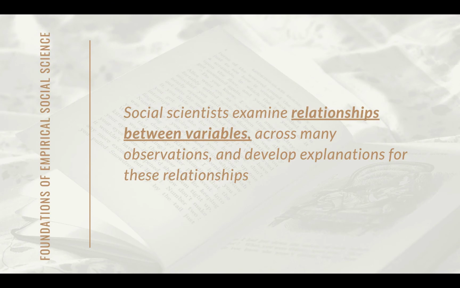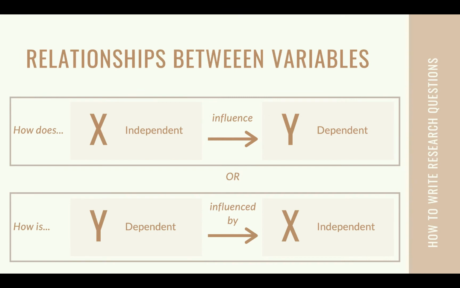Reminder, social scientists examine relationships between x and y variables, independent and dependent variables, across many observations and develop explanations for these relationships. When we start thinking about developing research questions, we ask one of these two questions. The first one is, how does x, our independent variable, influence y, our dependent variable? Or you can say, how is y, our dependent variable, influenced by x, our independent variable?